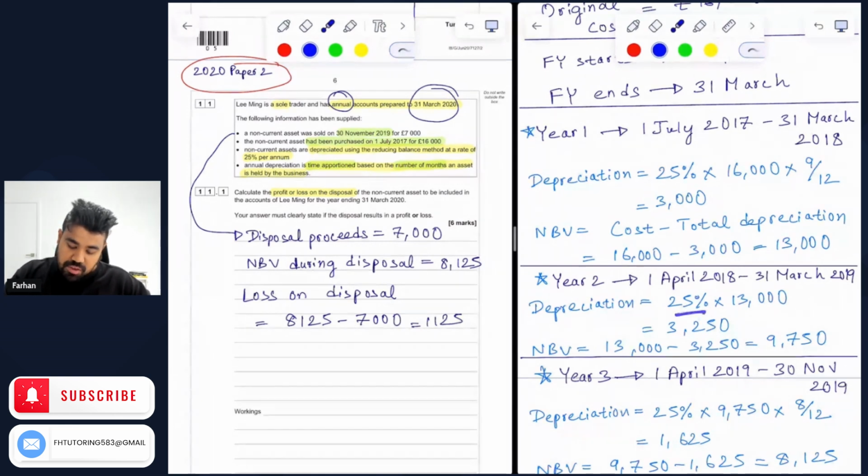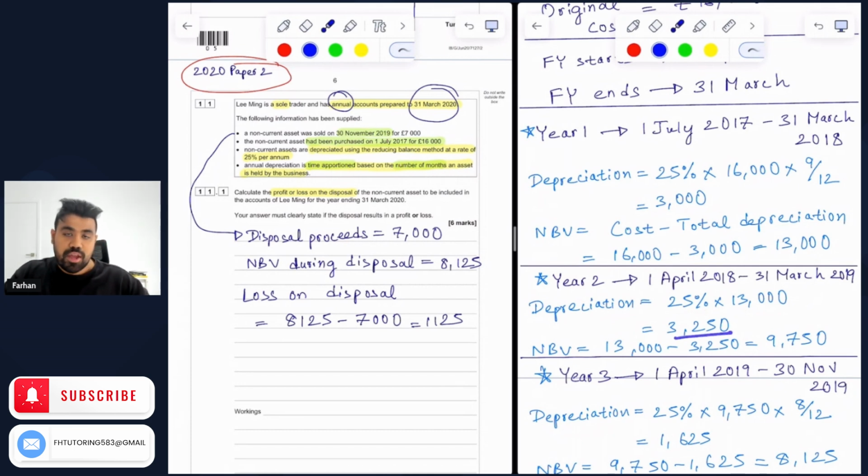So 25% is multiplied on the net book value that we had calculated at the end of the previous financial year. So 25% multiplied by 13,000 will give the depreciation for year 2 to be 3,250.